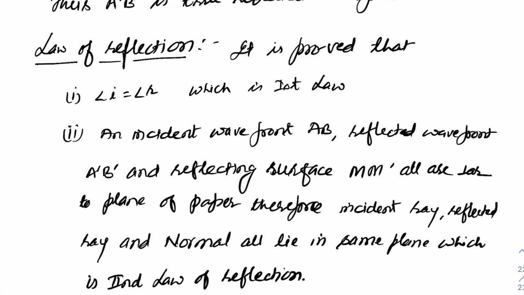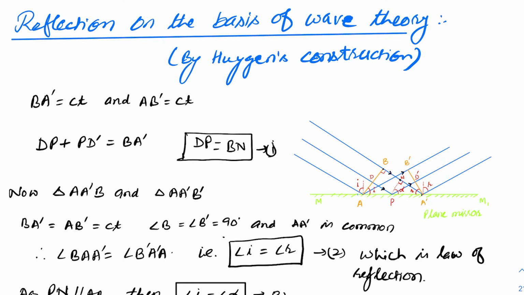Now from here the laws of reflection are proved, that is angle I is equal to angle R, which is the first law of reflection, and the second law: the incident wavefront AB, reflected wavefront A dash B dash, and reflecting surface M dash are all perpendicular to the plane of paper. Therefore the incident ray, reflected ray and normal all lie in the same plane, which is the second law of reflection. So using the Huygens principle, we can explain reflection on the basis of wave theory also.